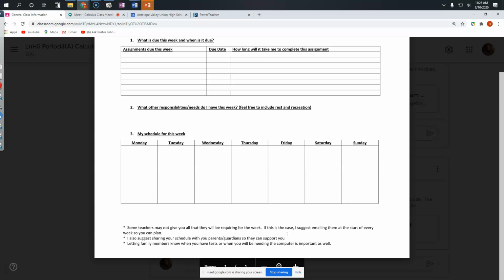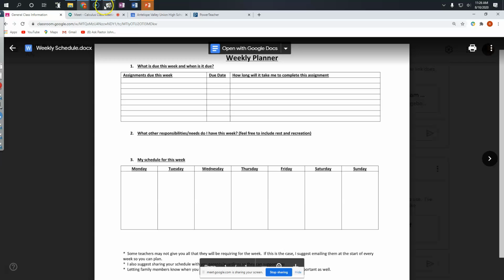Also, sharing the computer is an issue. You might want to plan when you need the computer. That could cause a lot of issues too. So talk to your family about that as well. So just some suggestions in planning. So use it for all your classes and be diligent.